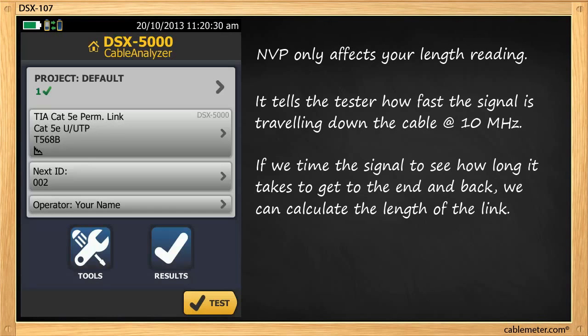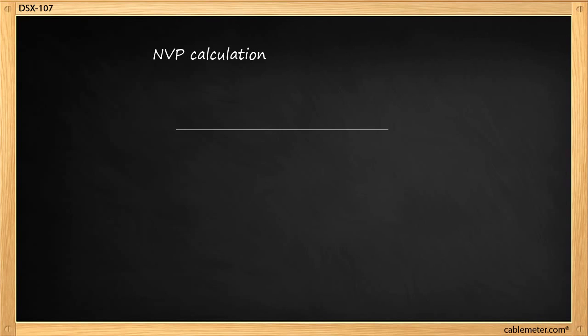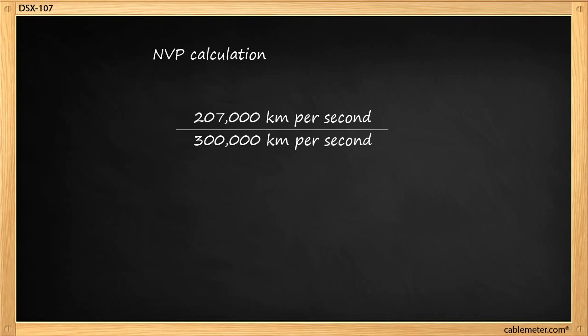If we time the signal to see how long it takes to get to the end of the cable and back, we can calculate the length of the cable. Are you ready for some math? NVP is calculated by taking the speed of the signal in your cable and dividing it by the speed of light in a vacuum. A typical value for a signal in a cable may be 207,000 km per second. The speed of light in a vacuum is 300,000 km per second. That gives us an NVP of 0.69 or 69% in this example.